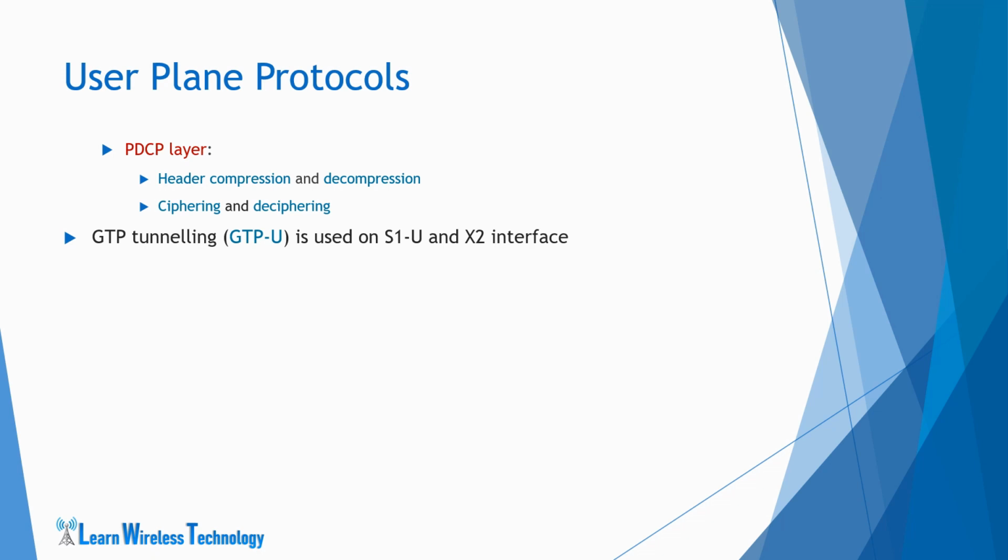GTPU protocol, as we discussed before, establishes a tunnel between two nodes for transferring user data. It is used over S1 interface between eNodeB and serving gateway. GTP tunnel is also used over X2 interface between two eNodeBs. It is applicable during inter-eNodeB handover.